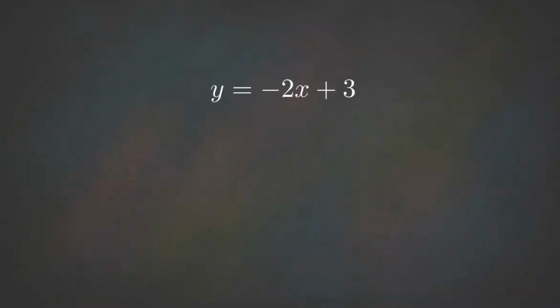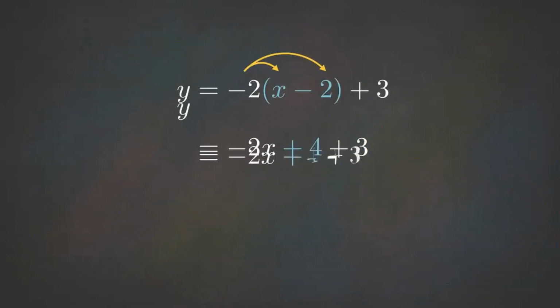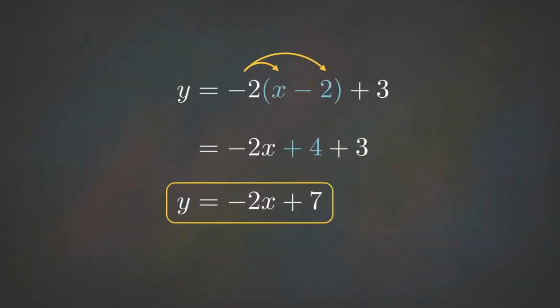Because we are shifting right, we replace the x with (x minus 2) in parentheses. Distribute the -2 to get -2x plus 4, then add the 3. Your final simplified equation is -2x plus 7.